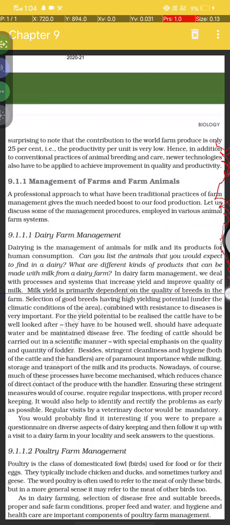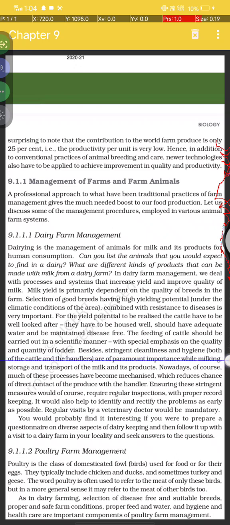Milk yield is primarily dependent on the quality of breed in the farm. Selection of good breeds having high yielding potential under the climatic conditions of the area, combined with resistance to diseases, is very important for the yield potential to be realized. To have cattle well looked after, they have to be housed well, should have adequate water, and be maintained disease free. The feeding of cattle should be carried out in a scientific manner with special emphasis on the quantity and quality of fodder, besides stringent cleanliness and hygiene.